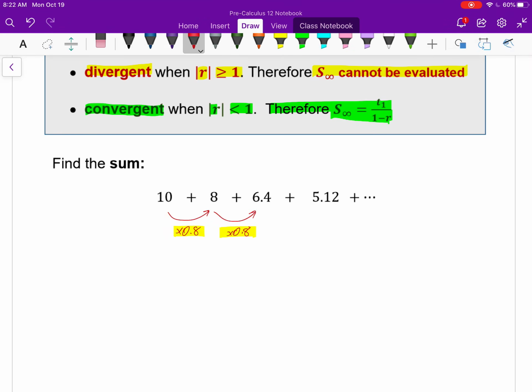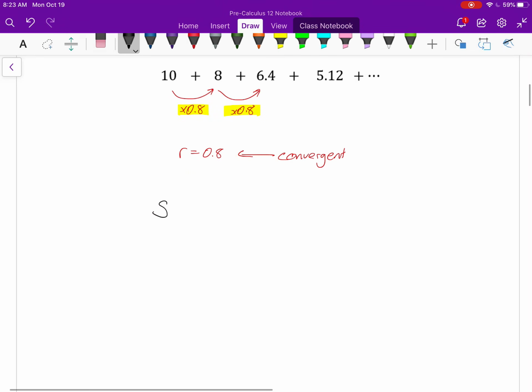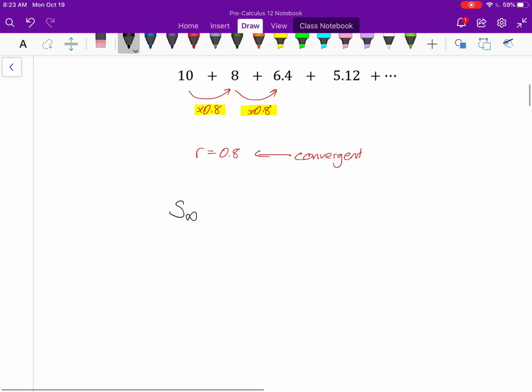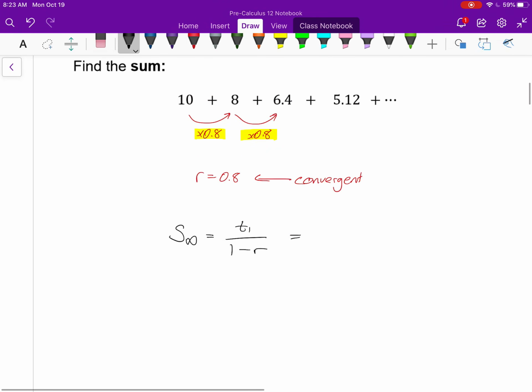And so I'm just going to write here, R equals 0.8, so this is convergent. More important than what it's called, that means I can add up all these terms forever and get a value. And I can do it quite easily. The sum of these infinite number of terms can be found by just, I'll first write down the basic formula, T1 over 1 minus R. So in this case, the first term is 10 divided by 1 minus the common ratio, which is 0.8.